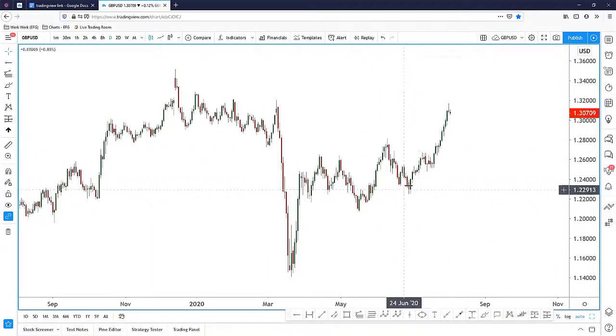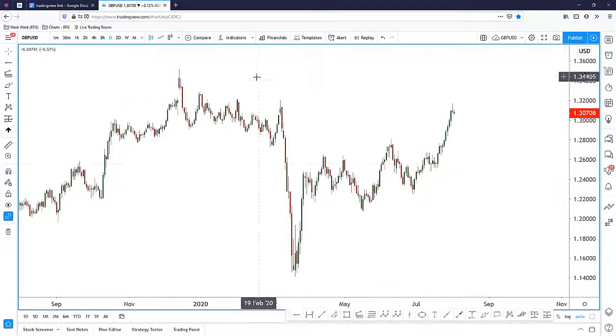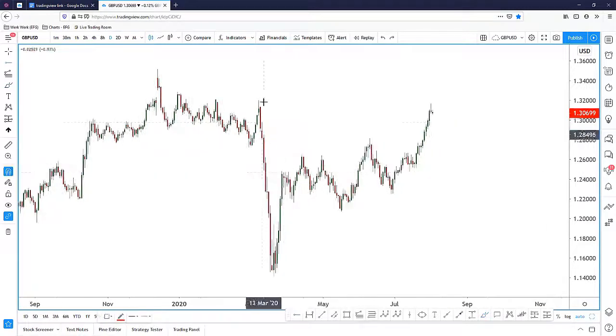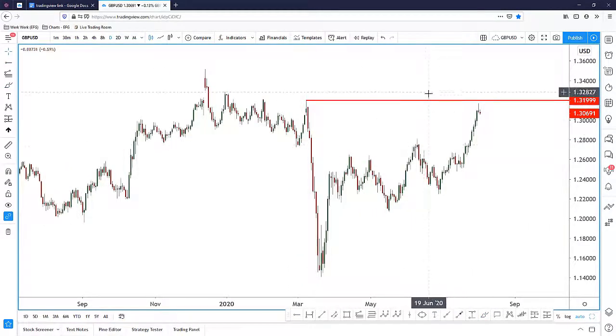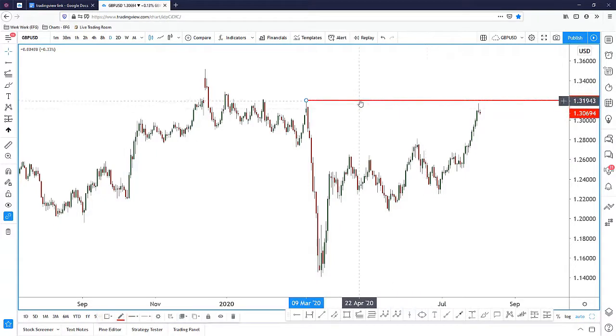Okay, so here we have the pound dollar on the daily. Price has already made a very strong zigzag push up. We've already reached the previous target. It's a clear resistance. Here I'll add in the resistance line. This is a resistance, the 131, 132 level.